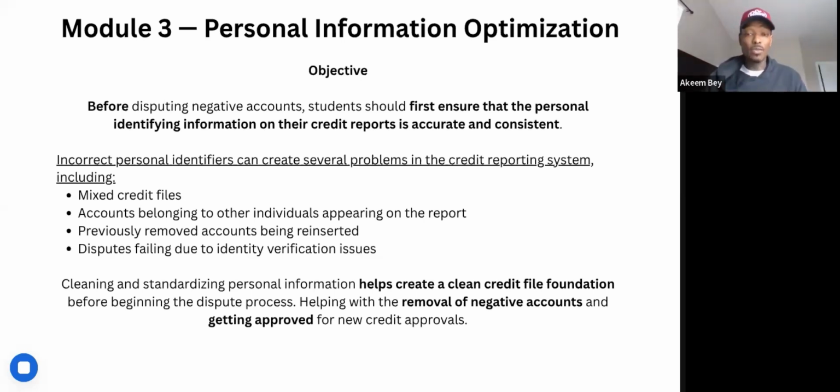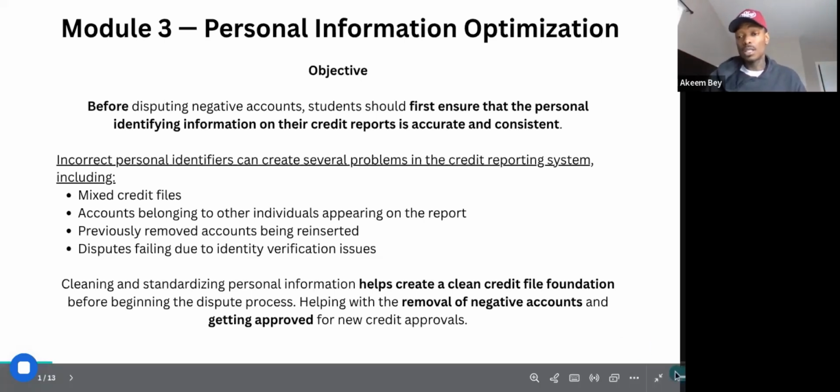Incorrect personal identifiers create several problems in the credit reporting system, including mixed credit files, accounts belonging to other individuals appearing on your credit report, previously removed accounts being reinserted back on your credit report. So if you guys have had that happen, this is probably why. And disputes failing due to identity verification issues. So cleaning and standardizing your personal information helps create a clean credit file foundation before beginning the dispute process. And it helps with the removal of negative items and also just getting approved for new credit. A lot of people don't understand that.